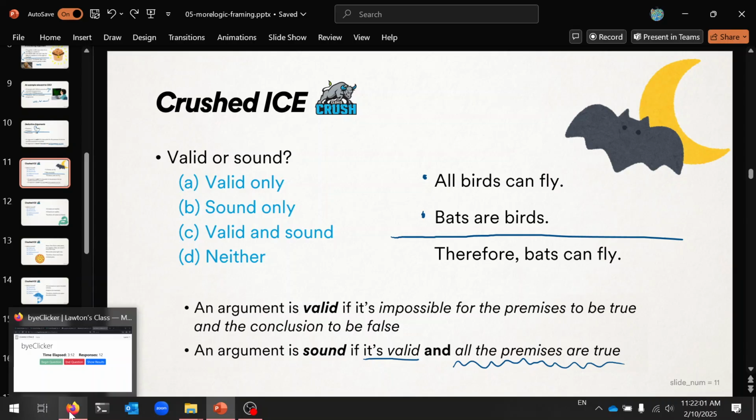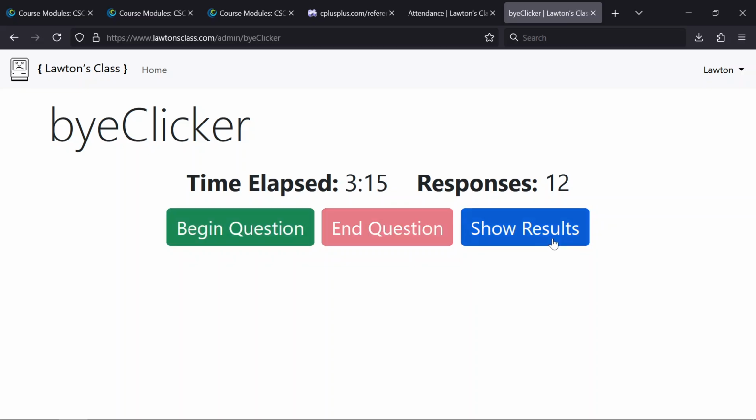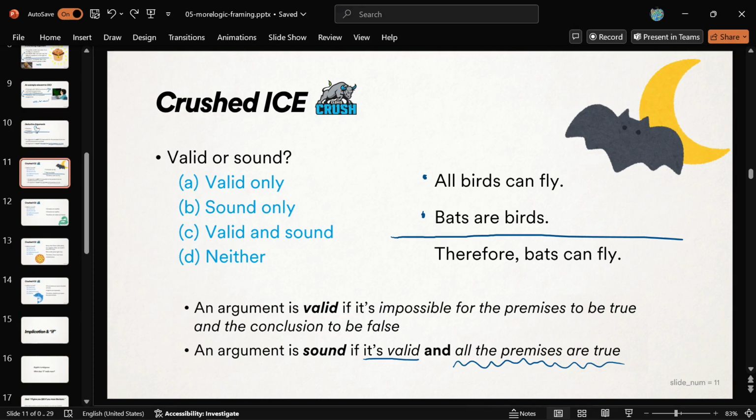All right, let's see what we're thinking here. Look at us. Nice. It's a beautiful graph, but it looks like we're thinking A. And let's talk about it. Let me look at it. Yeah, that is the right answer. It is valid. Only valid.